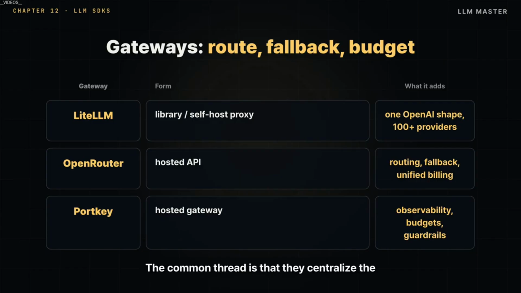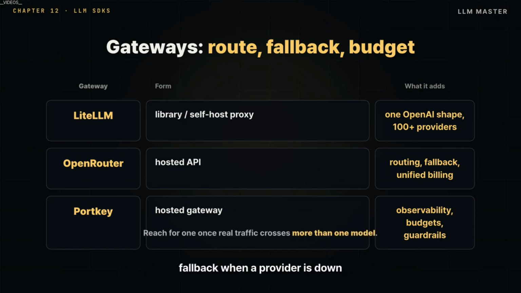The common thread is that they centralize the cross-cutting concerns: credentials in one place, spend limits you can enforce, fallback when a provider is down, and a single trace of every call for debugging and cost attribution. You reach for one the moment you're running real traffic across more than one model, because the alternative, scattering keys, retries, and budgets across your codebase, is exactly the mess these tools were built to prevent.